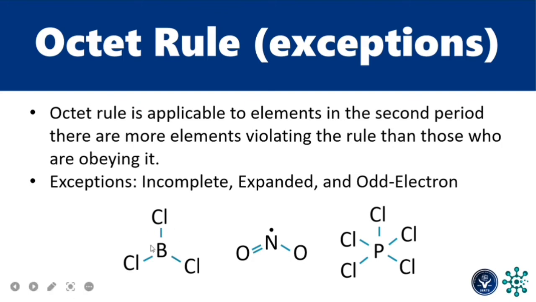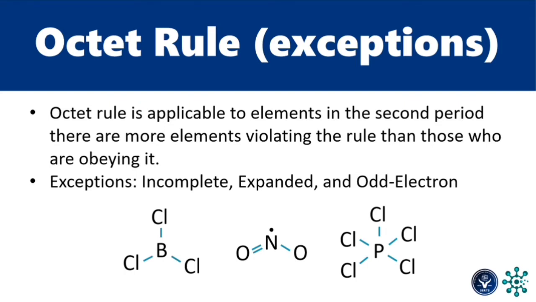This is an example of an incomplete octet. As you can see, the central atom has 2, 4, 6 valence electrons. This is an example of odd electron species. The central atom has 2, 4, 6, 7 odd-numbered valence electrons. This is an example of expanded octet. As you can see, there are 2, 4, 6, 8, 10. For an expanded octet, the number of valence electrons of the central atom is greater than 8.